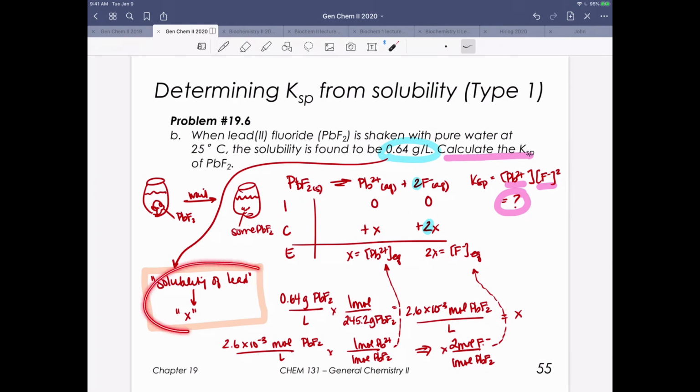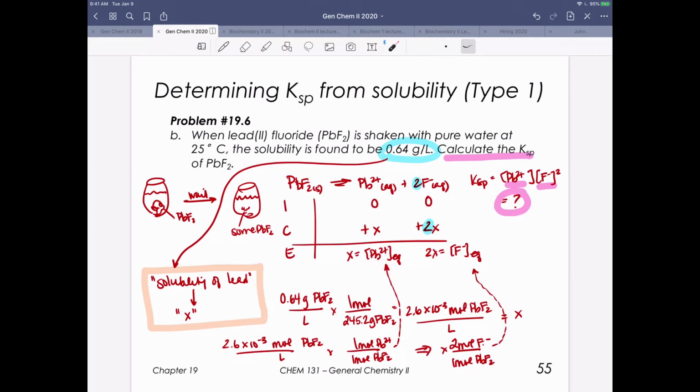So again, just like we saw with our last problem, they give us the solubility of lead, but they give it to us in units that are not molarity. So we need to do a little bit of work to convert 0.64 grams of lead fluoride per liter into a molarity. So again, we can use the molecular weight for that. No need for a prefix conversion. We're already in units of liter. And so we get that the solubility, now we'd call molar solubility, is 2.6 times 10 to the minus third moles per liter. So that's equal to X. So we know that that is going to be the concentration of lead at equilibrium.